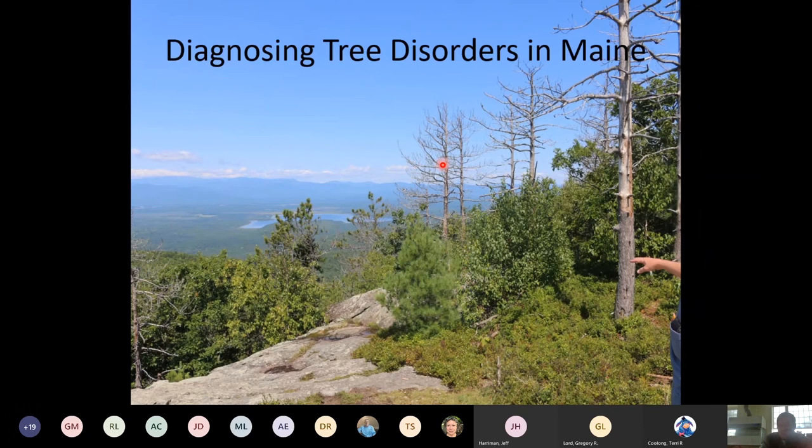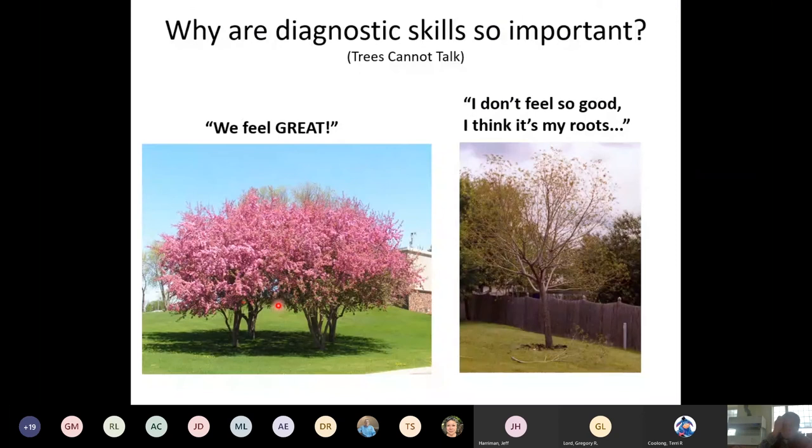And I'll begin now. So why are diagnostic skills so important? Well, they're important because trees can't talk. Trees can't say, this is a group of flowering crabs here that are obviously doing really well. They're beautiful, very healthy. They can't say to you, hey, we feel great. There's nothing wrong here. Whereas over here, this tree can't say, hey, I don't feel so good. I think there's something wrong with my roots. Obviously, this tree is not in good health.